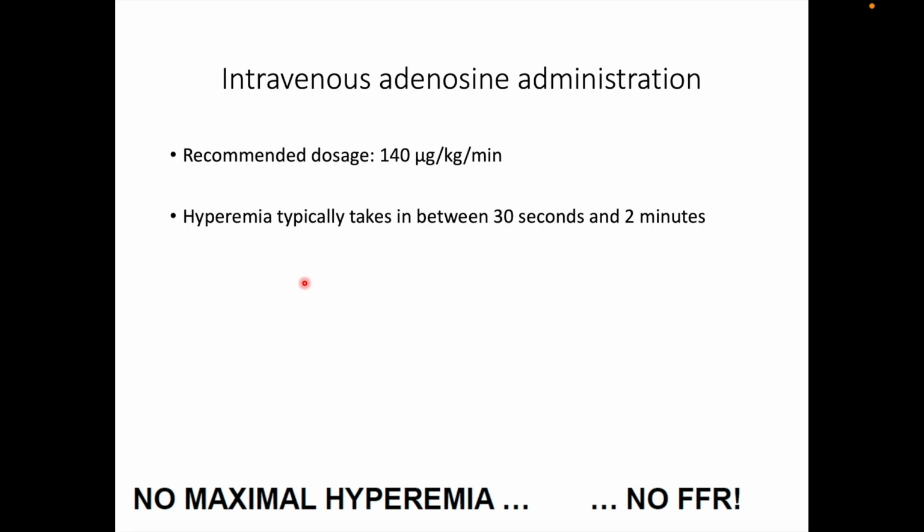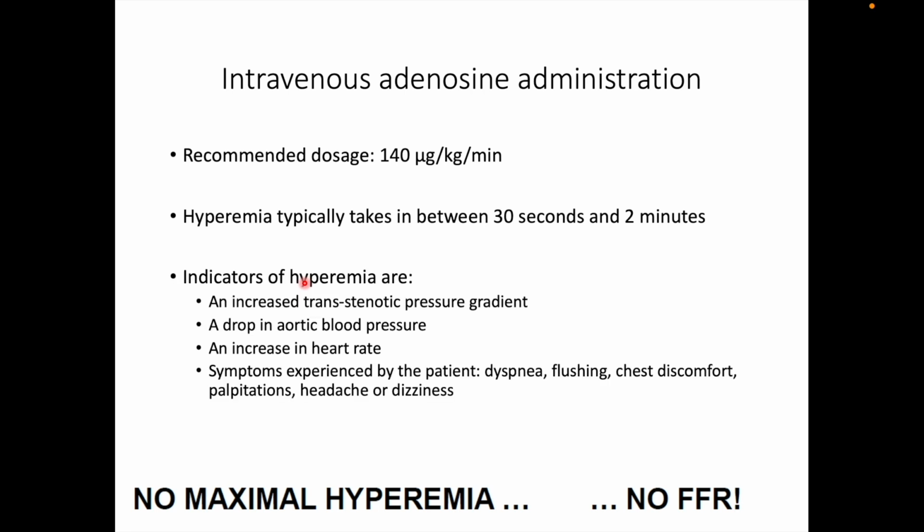It usually takes 30 seconds to 2 minutes. I've seen even 4 minutes maybe for adenosine to act. How do you know that hyperemia is setting in? Once the hyperemia starts setting in and adenosine is effective, you will see tachycardia coming in. That's very important. Tachycardia has to come in, and then you'll see a drop in the blood pressure. And with this increase in heart rate and drop in blood pressure, you will also see that the transstenotic pressure gradient will start setting in.